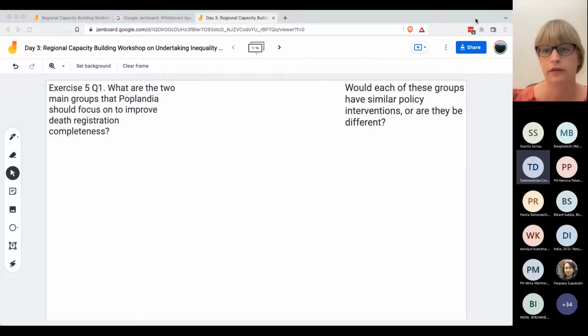I don't see any stickies yet. Maybe people still need a few minutes. I see that some of you needed the link again for the Jamboard. So maybe in the next minute or so, if you can post at least who you think should be the focus. If you could only choose 2 groups or populations, who would you focus on?